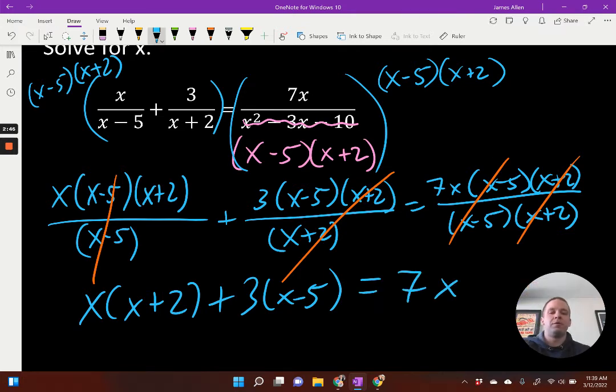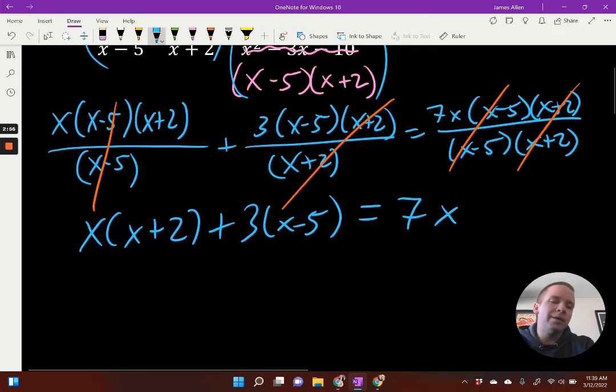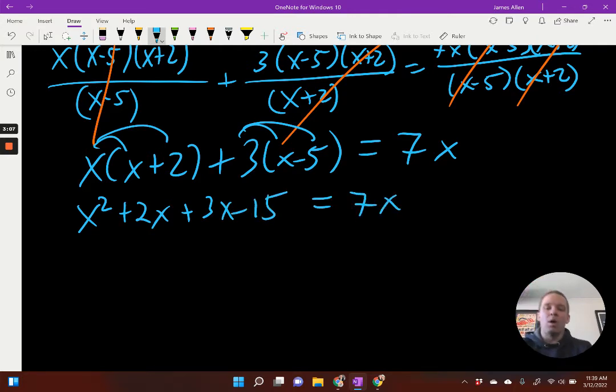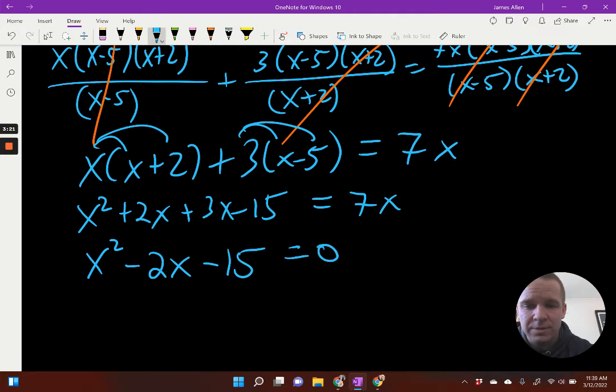Now, this is just a wonderful single line algebra equation. Who knows what we're going to get? It could be linear, it could be quadratic. I do know the future. Let's go ahead and get to it. We're going to distribute. So I'll get x squared plus 2x plus 3x minus 15 equals 7x. Well, would you look at that? We've got ourselves a quadratic. I got to set this equal to 0. So I'm going to have x squared, and the 2x and 3x is 5x, but I'm going to subtract 7x, and I'll get negative 2x, and then the minus 15 equals 0. I combined like terms and subtracted 7x to the other side.